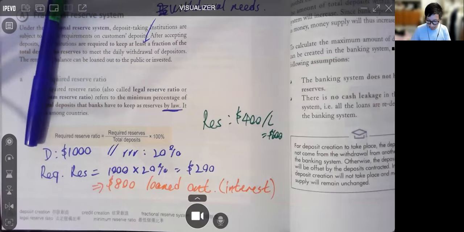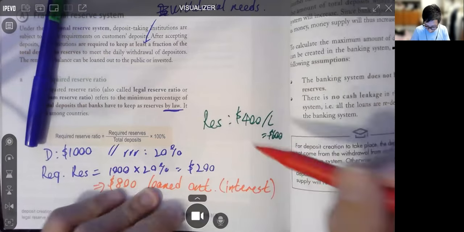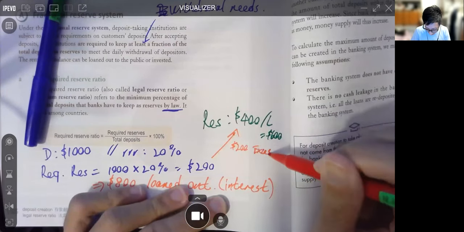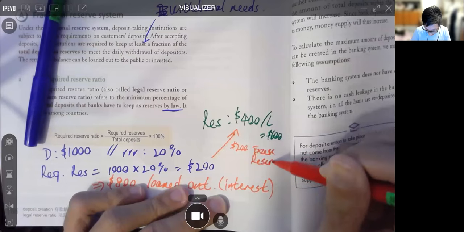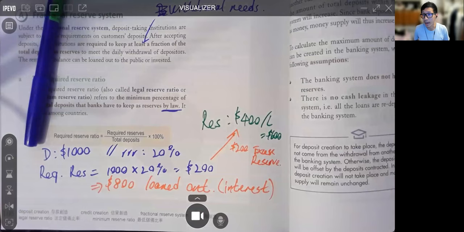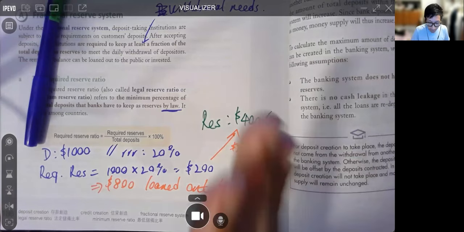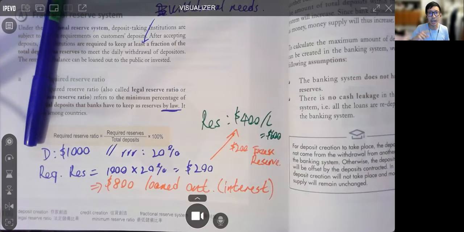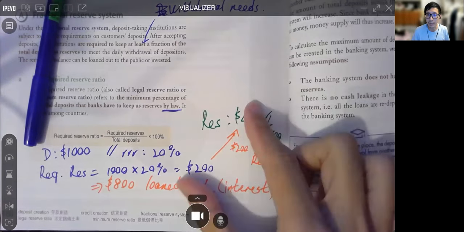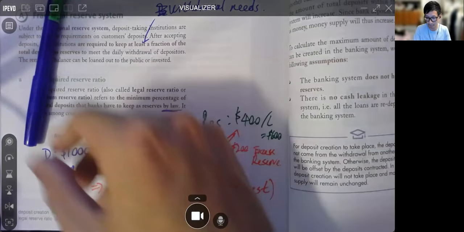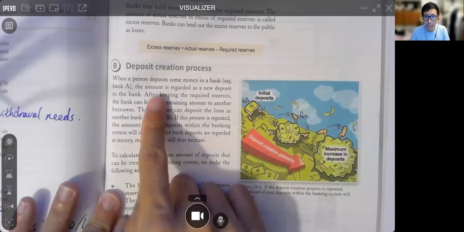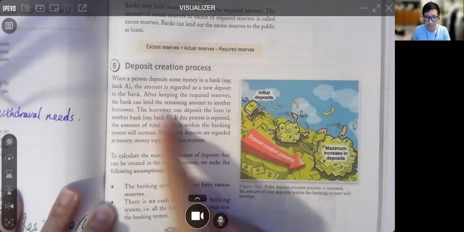Do you see here? Required to keep 200, but you are keeping 400. Therefore, there are 200 excess reserve. Okay, 200 excess reserve. Okay, so let's remember these terms first. No need to worry too much about the calculation. We are going to deal with that in our next video, right? For now, we'll deal with these basic terms and the process first, okay? Just know these terms for now. Okay, so what exactly is going on for the deposit creation process?